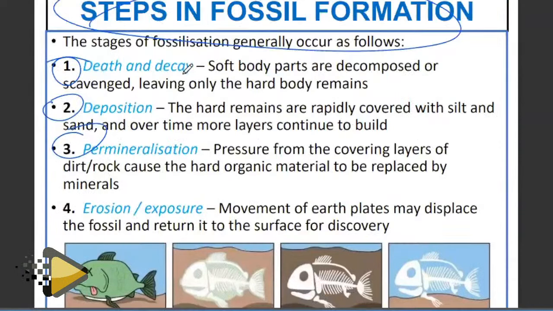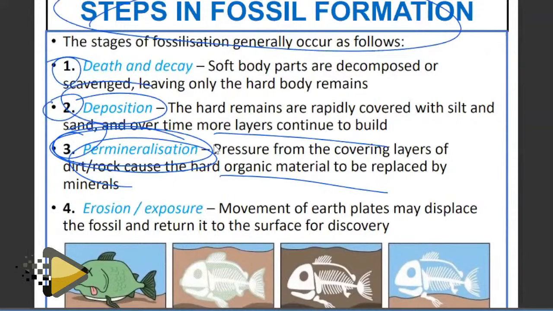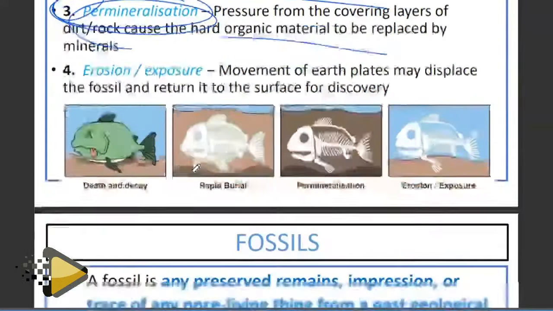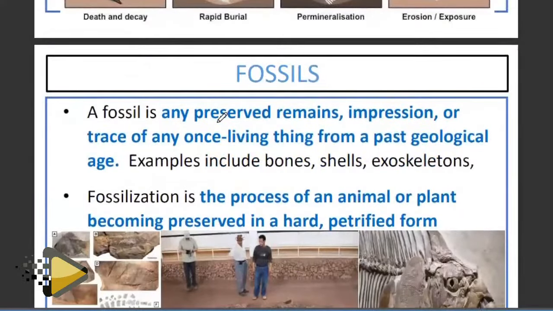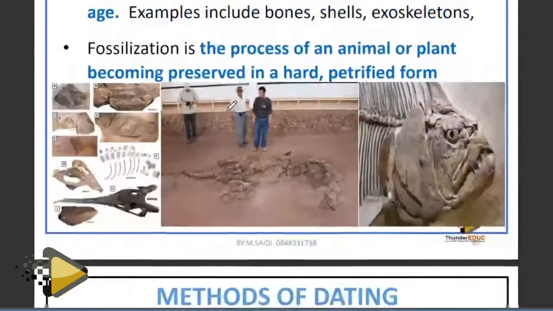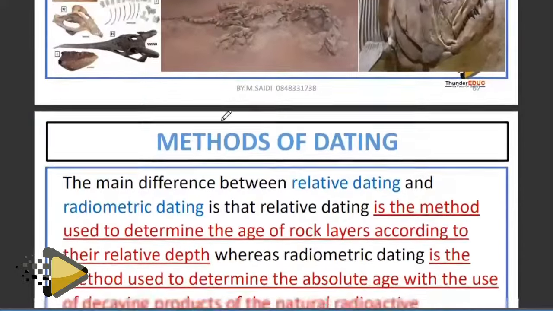At least, they have to die and decay, deposition, permeabilization. So, we like to bring these in as terminology. Please make sure that you know what they mean. Then erosion happens and then you are able to form the fossil.